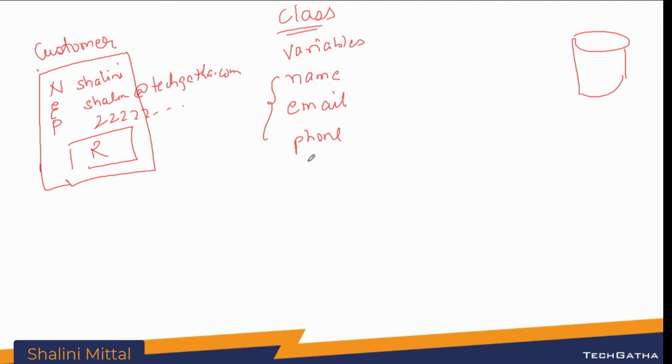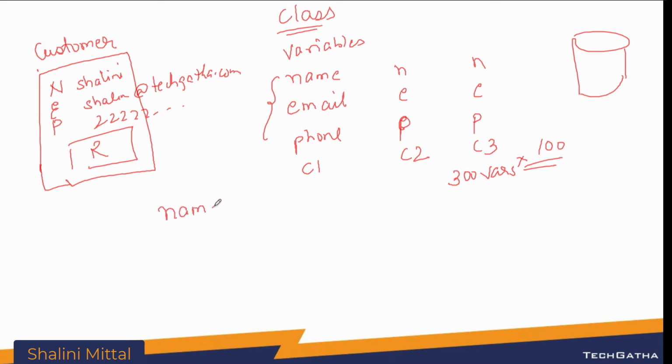Now these details are for customer 1. For customer 2, you again end up creating 3 more variables. For customer 3, again 3 more variables. If you have 100 customers, you end up creating 100 times 3, that is 300 variables, which is not the right choice. So just creating variables to store customer data doesn't seem feasible. Let's see a different solution.